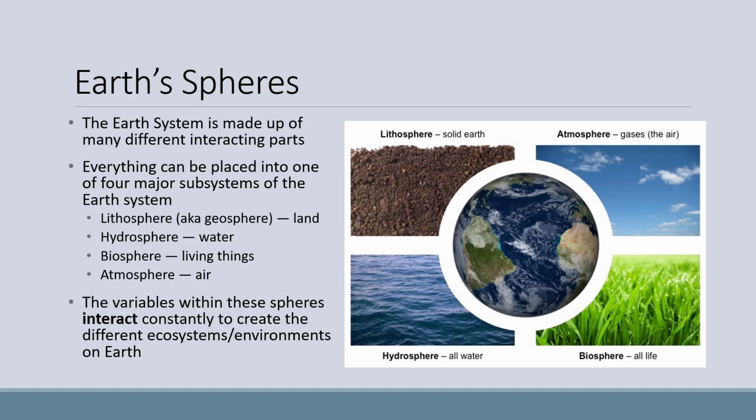The biosphere includes all living organisms. Again, this name can be a little confusing because sometimes biosphere is used as a term for ecology on a global scale, basically all the biomes on Earth. And then the atmosphere includes all gases and air. The variables within these spheres interact constantly to create the different ecosystems and environments on Earth.